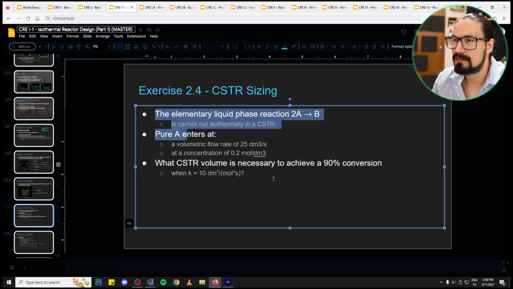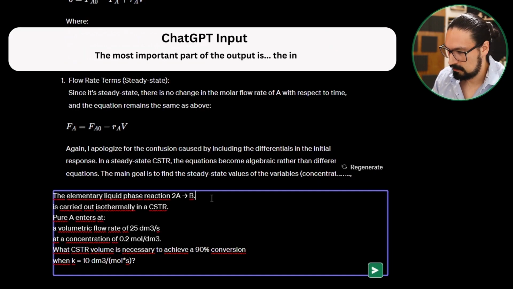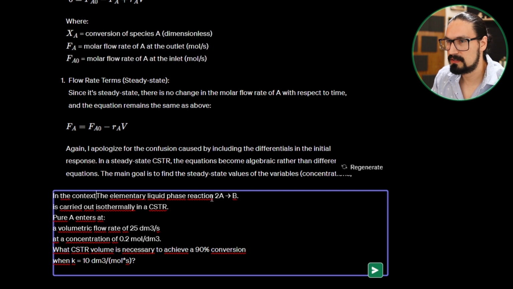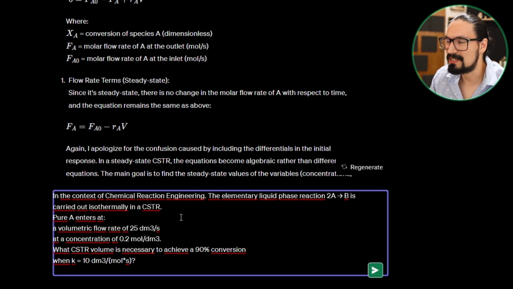Okay, this one looks interesting. So we have, first, in the context of chemical reaction engineering, the elementary liquid phase reaction, and we are given the reaction, is carried out isothermally in a CSTR.